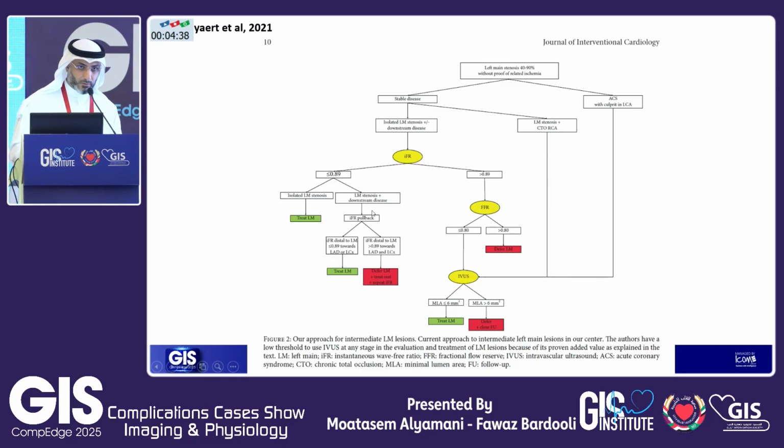If there's downstream disease, you use iFR because it's less affected by the tandem lesions and the downstream effects of all the CFR issues. And then based on that, you decide: if it's normal, you defer. If it's abnormal distal to the left main, then you treat the disease and you leave the left main. If it's positive in the left main, then you treat it.